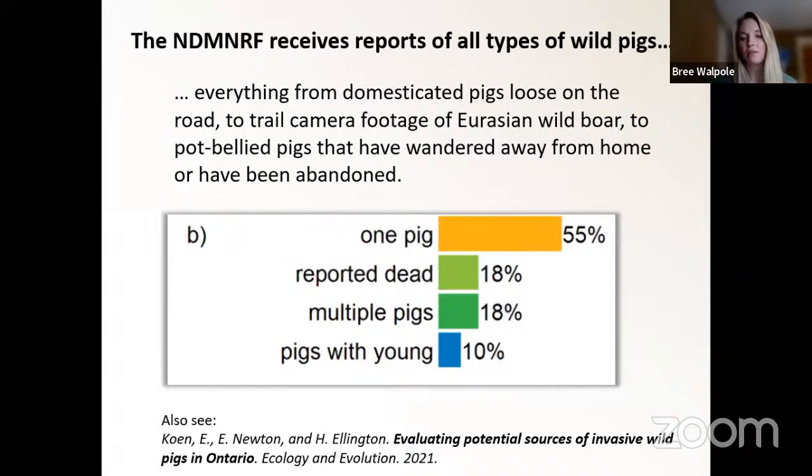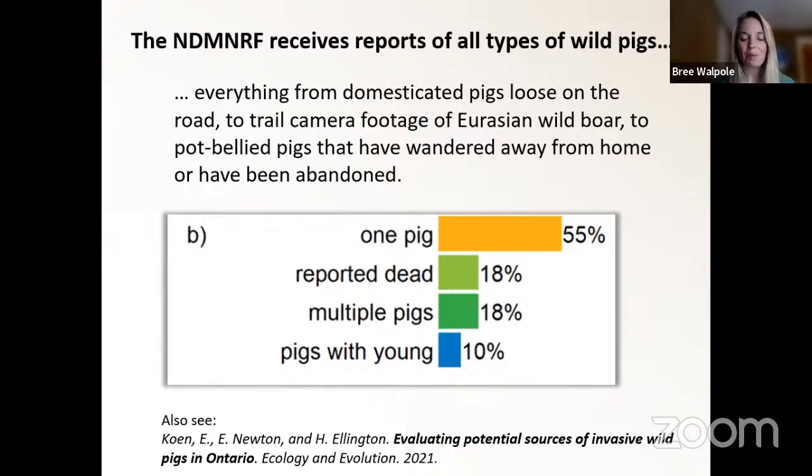Okay, so before I move on from this sightings information, another really interesting finding is that the vast majority of sightings that we received were of single pigs, and this is a really good thing. Right now, the ministry doesn't have any data to indicate there are breeding and self-sustaining populations of wild pigs on the landscape. And that's great. We want to keep it that way.